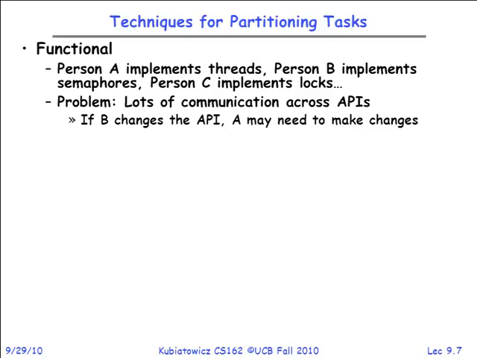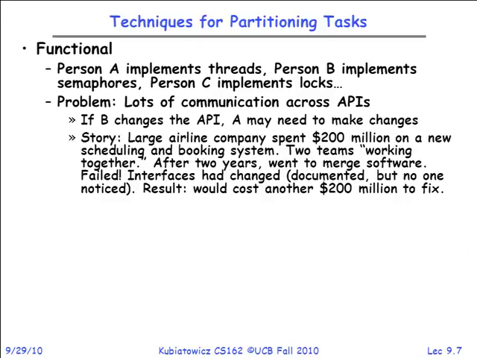If B changes the API, A might need to make changes. In fact, there's a very funny, not so funny story. There's a very large airline company, which will remain nameless, that spent about $200 million on a new scheduling and booking system, and it was divided across 2 sites. The 2 teams were working separately. After 2 years, they went to merge the software, and they found that the interfaces had changed, and the software didn't fit together, and it cost another $200 million to make it fit. So this is an API problem.